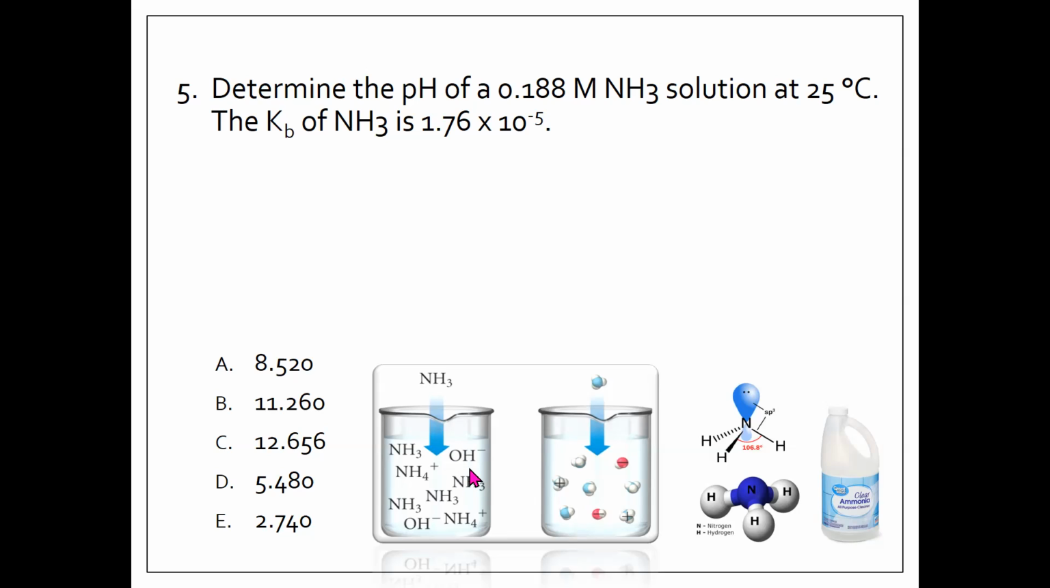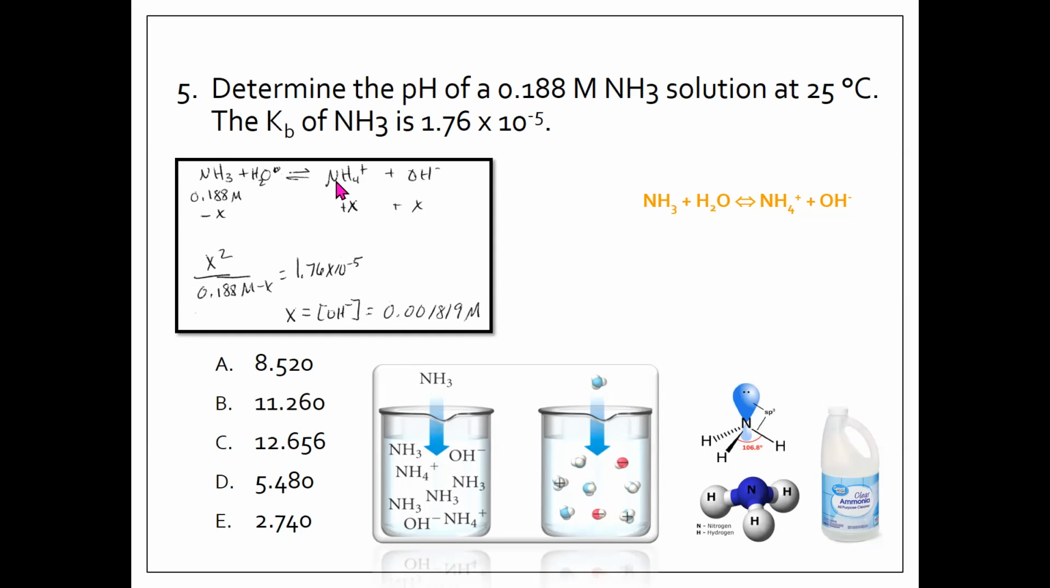So if you're in lab and they tell you to get a certain concentration of ammonia solution, it may be labeled as ammonium hydroxide, because part of the ammonia that's in there will actually be existing as dissociated ions, ammonium hydroxide. So this is the equation, the NH3 with the water, so it makes the ammonium and the hydroxide.